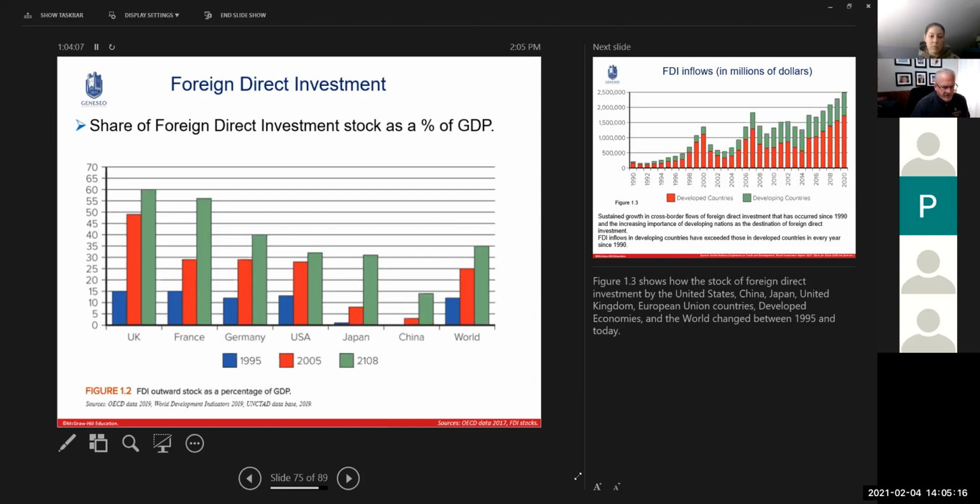One organization I encourage you to take a look at is the OECD, the Organisation for Economic Co-operation and Development. OECD is a key source of information such as this global economic data.